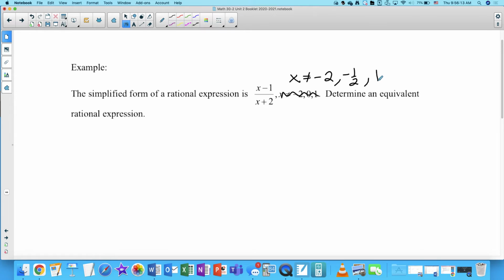Okay? So how are we going to work this out? We're going to start from the non-permissibles and think, okay, if x cannot equal negative 2, what factor do we need? What factor do we need to see in the denominator if x cannot equal negative 2? X plus 2.